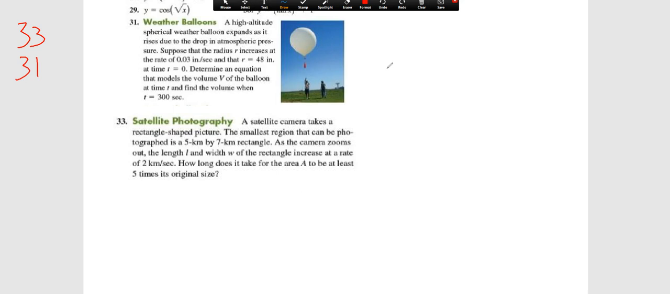All right, so let's see here. I guess we'll just do them in order. 31's right here. Altitude expands as it rises due to the... Suppose that the radius increases at a rate of 0.03 inches per second. So that would be a formula for that. And that the radius is 48 at time 0.